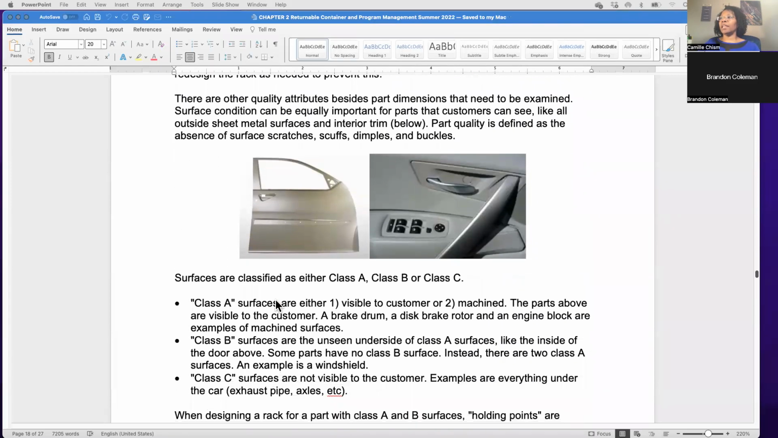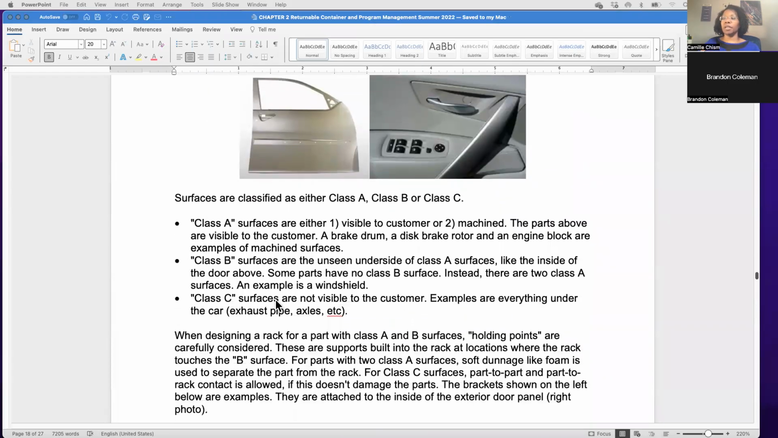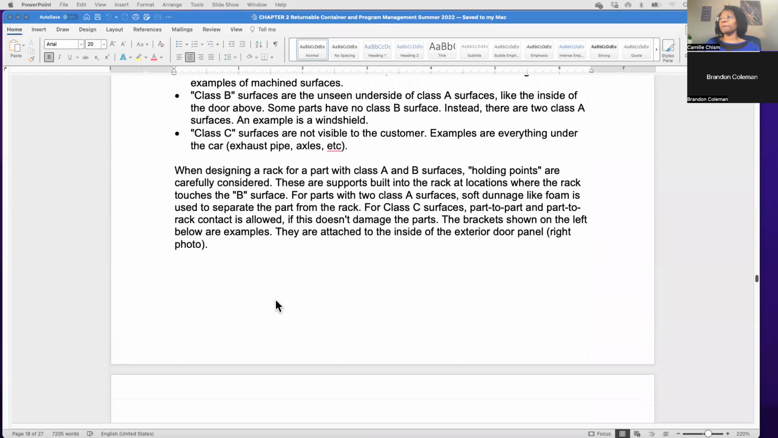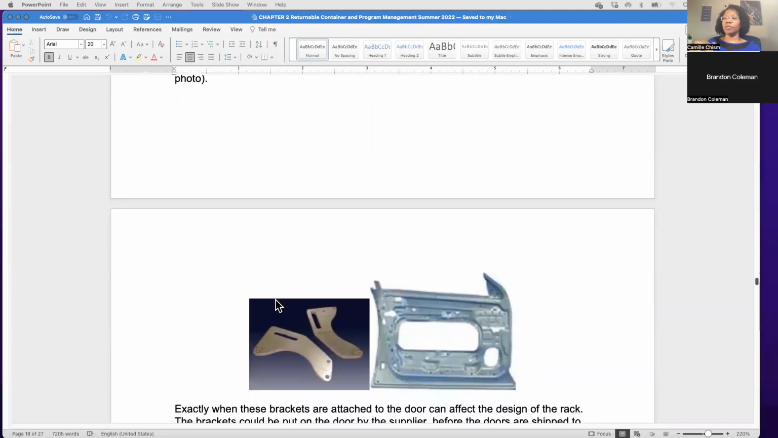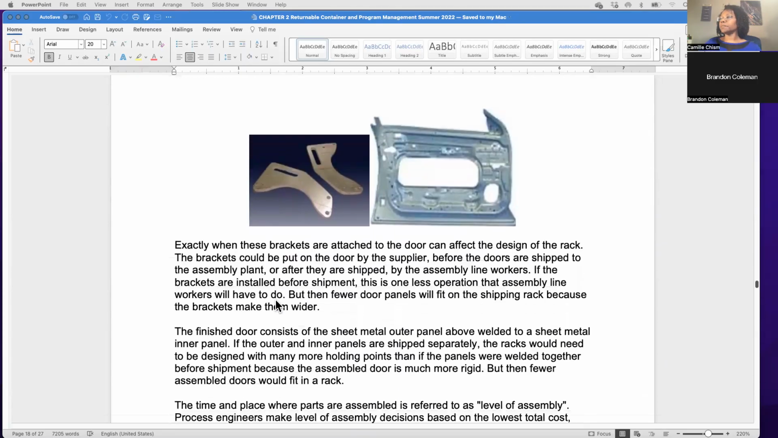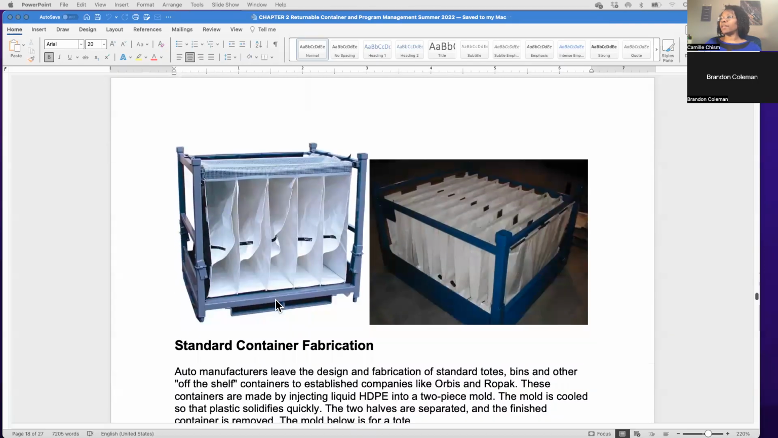During design, we looked at different surfaces, the difference between Class A, Class B, and Class C surfaces, and understanding where those surfaces are, because that would affect how you package those parts. You don't want to touch the Class A surfaces directly. You may not have a choice but to hold the parts on those surfaces, but if you do, you have to make sure you have dunnage or something that will make sure the part is not damaged. So we've finished up with that.